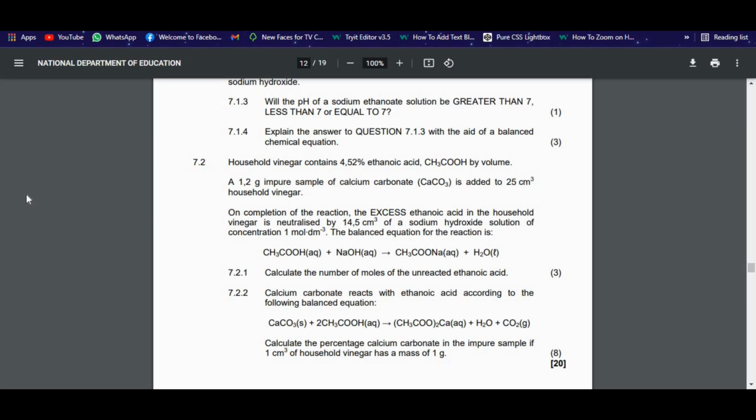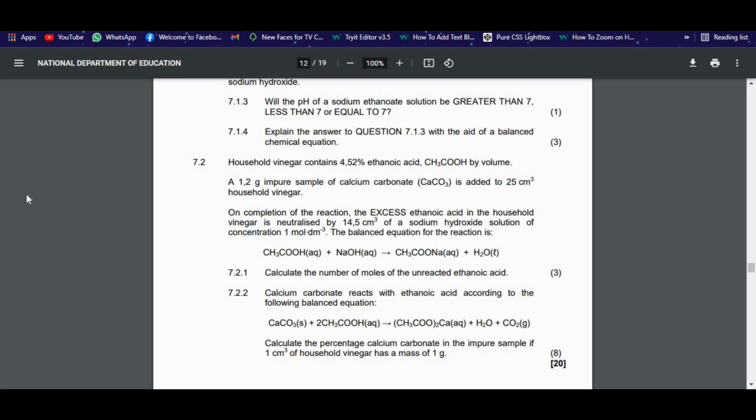It contains 4,52% ethanoic acid by volume. A 1,2 gram impure sample of calcium carbonate is added to 25 cubic centimeters of household vinegar. On completion of the reaction, the excess ethanoic acid in the household vinegar is neutralized by 14,5 centimeters cubed of a sodium hydroxide solution of concentration 1 mole per decimeter cubed. The balanced equation for the reaction is as follows. Wow, there was a lot to actually read through before we got to that reaction.